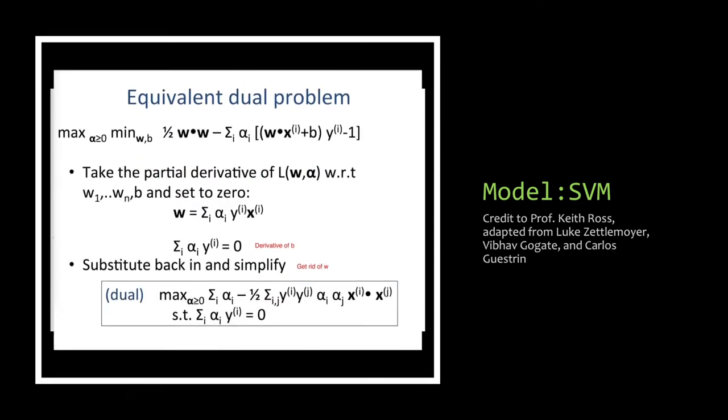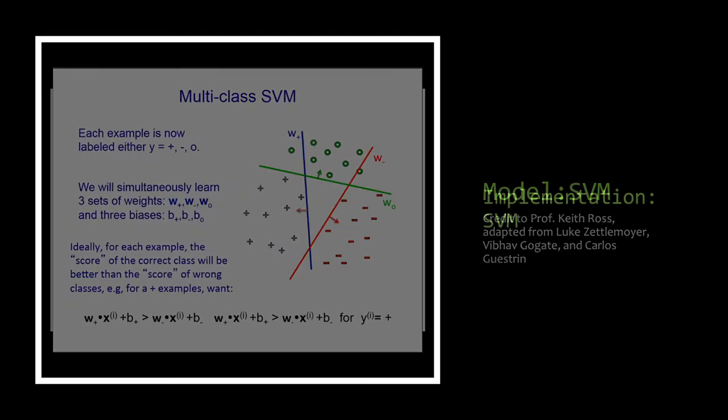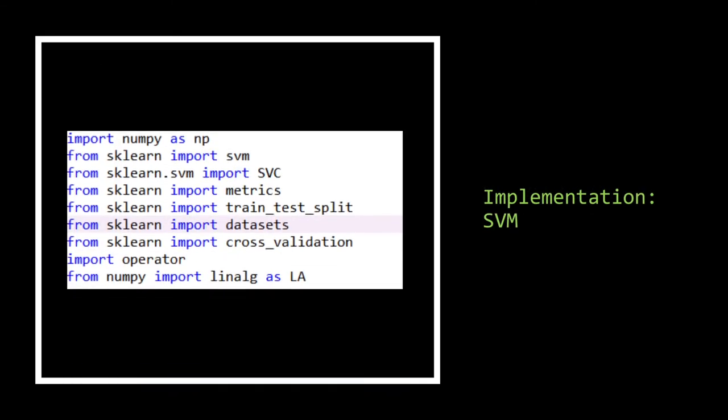We can apply a Lagrangian multiplier to this problem and calculate the derivative of it. For the multi-class support vector machine, the logic is the same, but only with more classes. This is the implementation of support vector machine. We use a library called sklearn, which is a really powerful library.